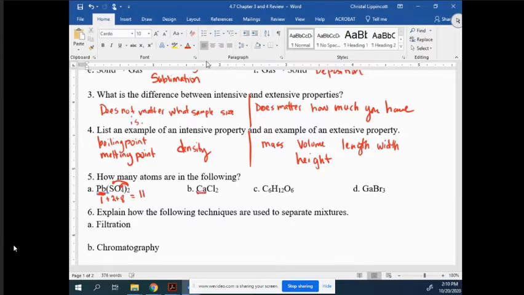Here we have 1 atom of calcium and 2 of chlorine for a total of 3. Here we have 6 carbon plus 12 hydrogen plus 6 oxygen. So it's going to give us 24 there. And here we have 1 and 3, so that is going to make 4.